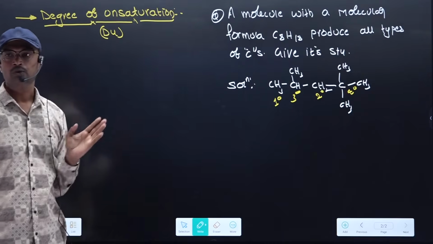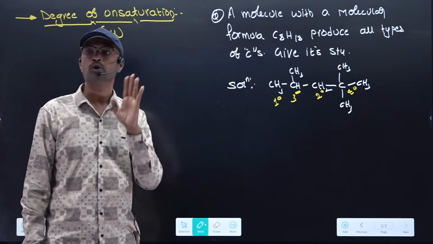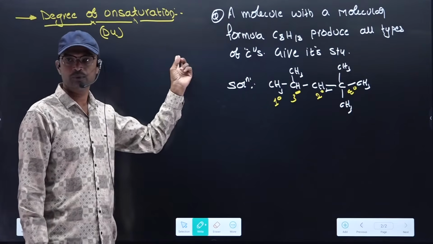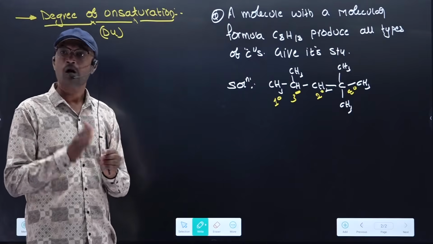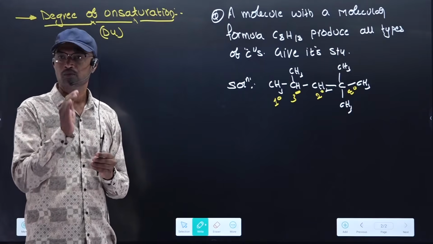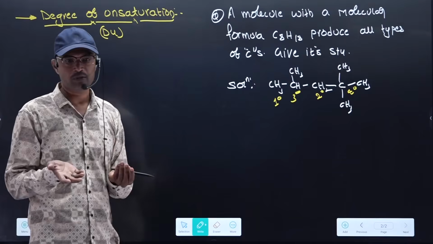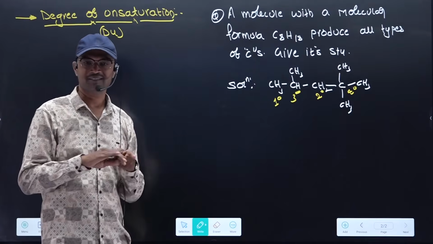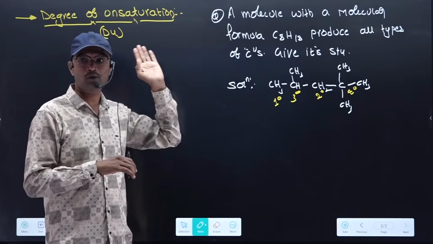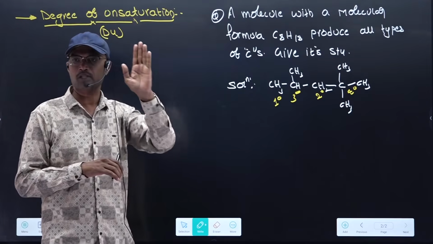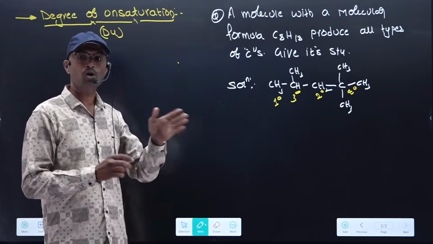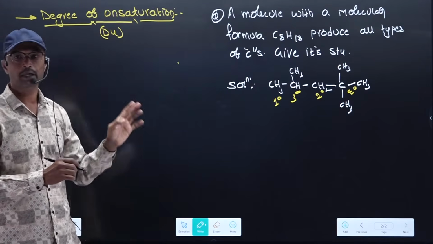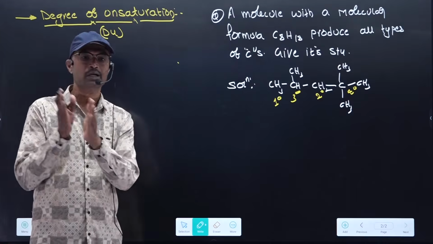Clear? So, the unsatisfaction of a molecule is expressed in terms of DU. Suppose one molecule is unsatisfied. How much is it unsatisfied? That we want to measure. Humans we can't measure, because we are lifelong unsatisfied. Right or not? But for molecules, one limit is there. We can measure the unsatisfaction of a molecule. How much it is unsatisfied is expressed in terms of DU. Degree of unsaturation means how much it is unsatisfied.